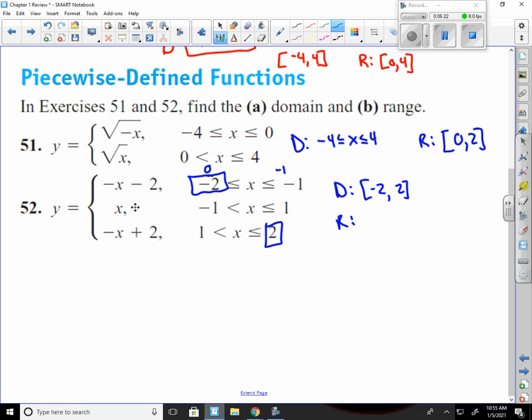For this one, if I plug in x, it's going to be negative 1 to 1. So my lowest value would be negative 1. Highest possible value would be 1. And here, if I plug in a 2, that's negative 2 plus 2, which gives me 0. Plug in a 1, goes from negative 1 plus 2, which is a positive 1. So my lowest value I can come up with is a negative 1, and the highest value I can come up with is 1. So that's my range.